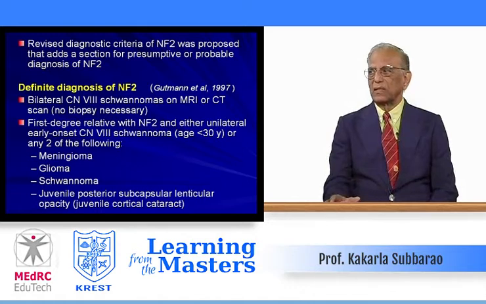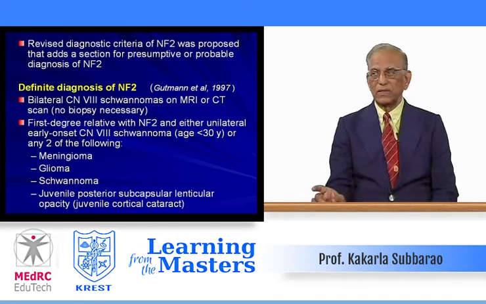Revised diagnostic criteria for NF2 were proposed that add a section for a presumptive or probable diagnosis of NF2. Definitive diagnosis of NF2 was mentioned in 1997 by Gutmann et al.: bilateral eighth cranial nerve schwannomas on MRI or CT scan. No biopsy is necessary. Look at that.